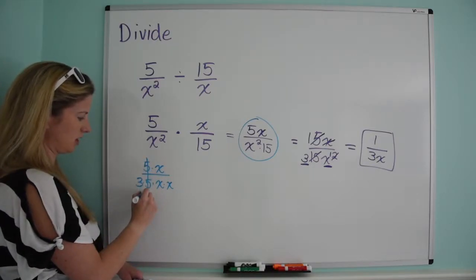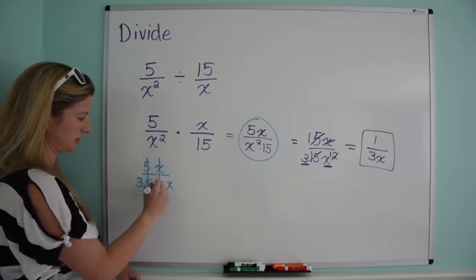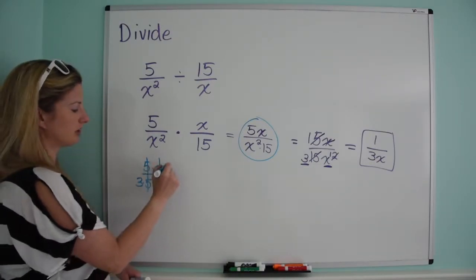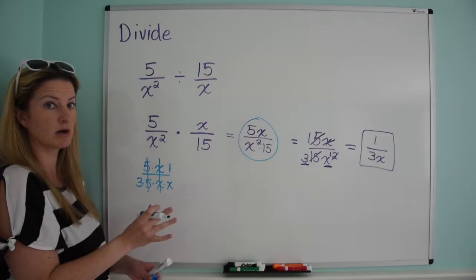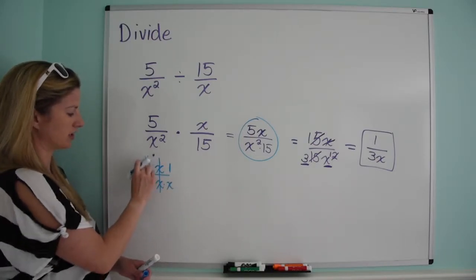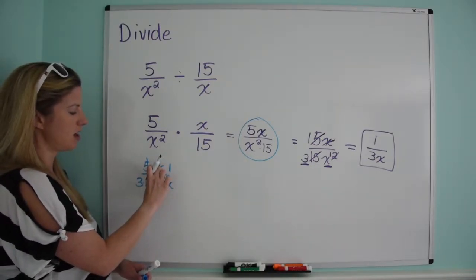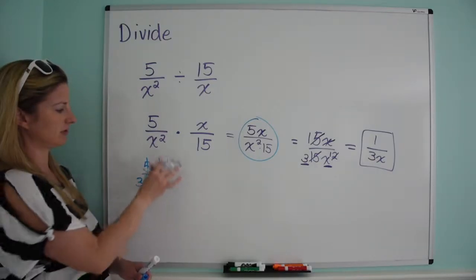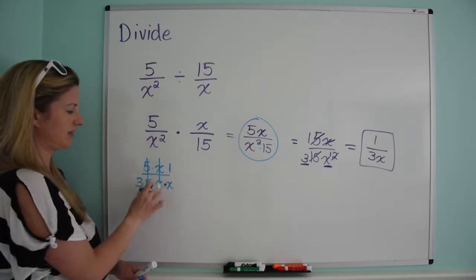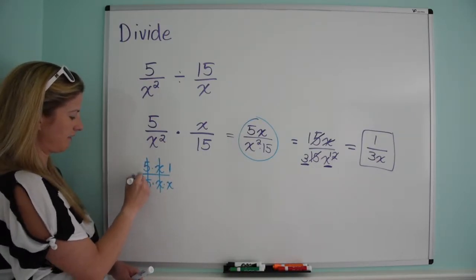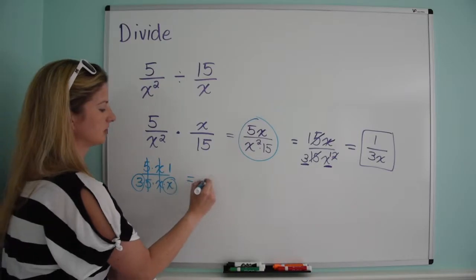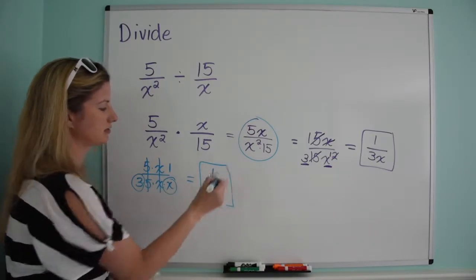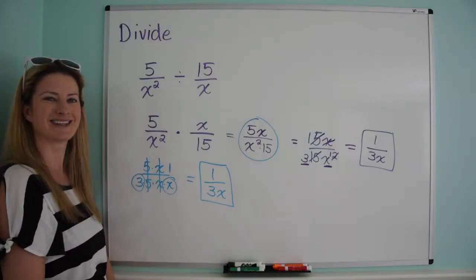So 5 over 5 is 1, so check you later. x over x is 1, so check you later. So here's the key thing. You need to remember what's left in the numerator is 1, okay? It's not 0. I've seen students put 0 there. Nope, it's 1 because you divided out 5 over 5, which is 1, and x over x, which is 1. So we've got 1 left in the numerator. We do not have 0. That stuff didn't vanish, we just divided it out. And then in the denominator, I've got a 3 and an x. So this just becomes 1 over 3x. And that is your answer.